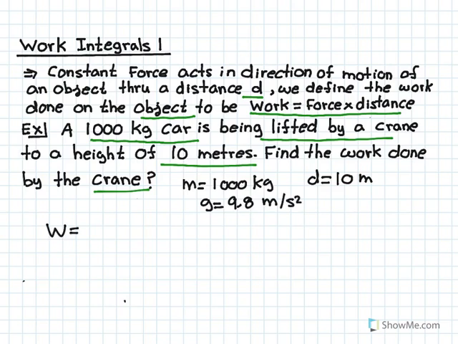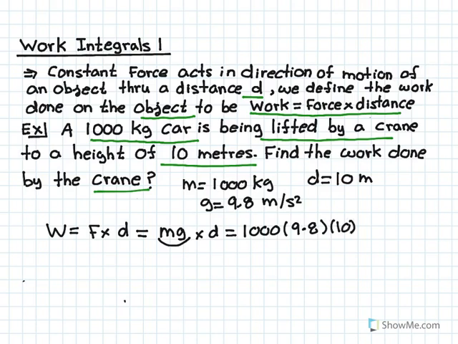Work is equal to force times distance. The force is mass of the car times gravity, mg, this part is a force, times distance. Mass of the car is 1,000 kilograms, gravity is 9.8, and the distance is 10 meters. So the work done, let's multiply all of these numbers, and we get 98,000 joules. So this is the mass, m, 9.8 is gravity, that's g, and 10 is the distance traveled by the car, that's d.